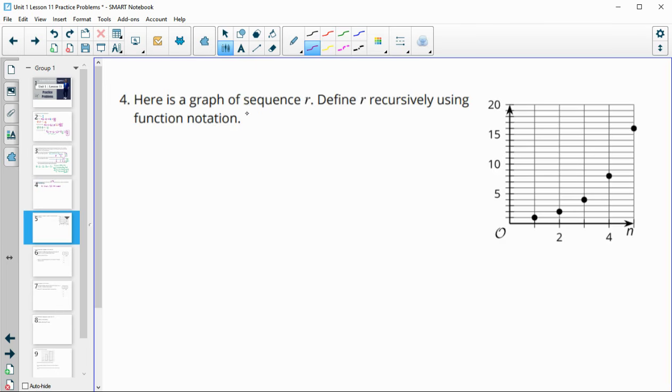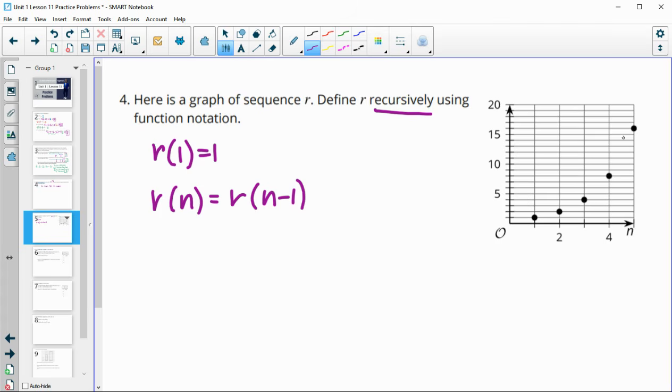Number 4, here's the graph of a sequence. Define R recursively using function notation. So we need to come up with the first term. We can see that these are counting by ones because 1, 2, 3, 4, 5. So our first term is 1. So R of 1 equals 1. And then we want a recursive formula. So we want to define it based on the previous term. So R sub n is equal to R sub n minus 1.